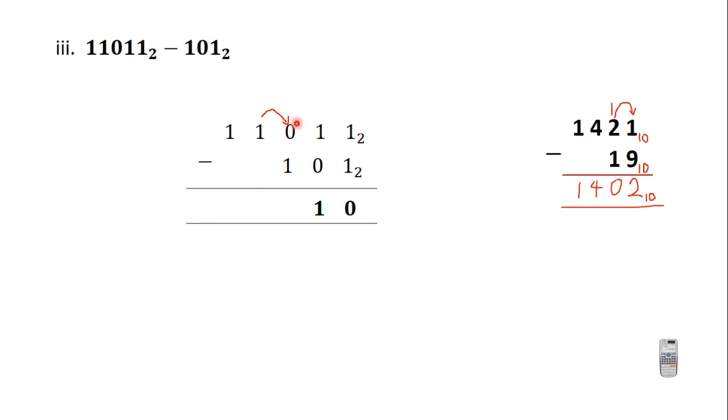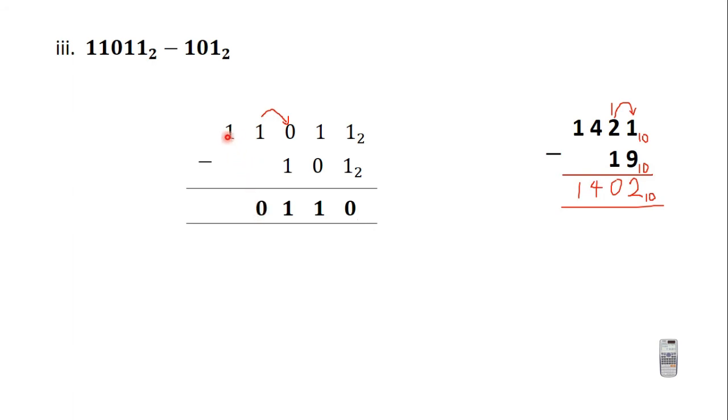So we add that 2 to what we have here already, which is 0. 2 plus 0 will give us 2. And 2 minus 1 will give us 1. Here was 1 and we borrowed it to this side, so it is now 0. 0 minus 0 here will give us 0.